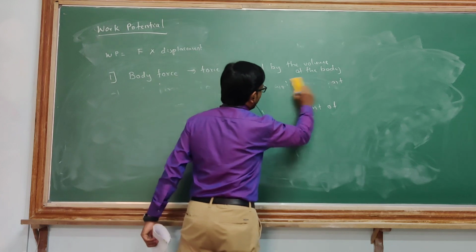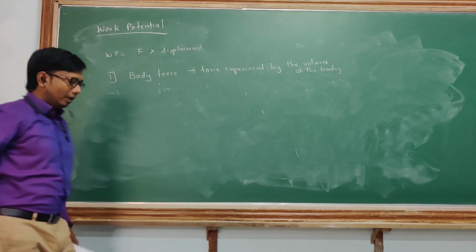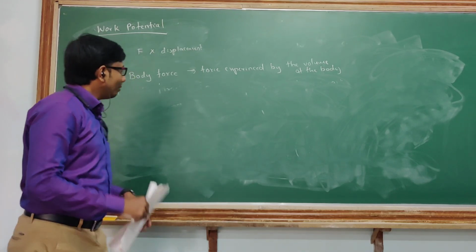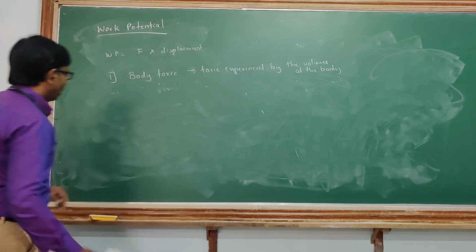Okay, so the body force. See, simple it is. Work potential means work done on the system. So work is done on the system by the force. So you have a basic equation, which is force into displacement. Okay, now understand this.